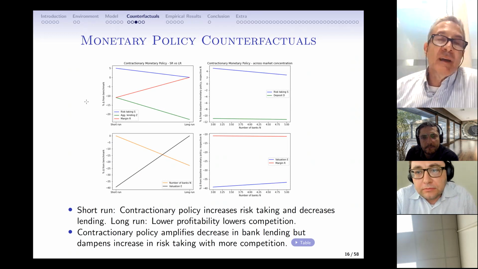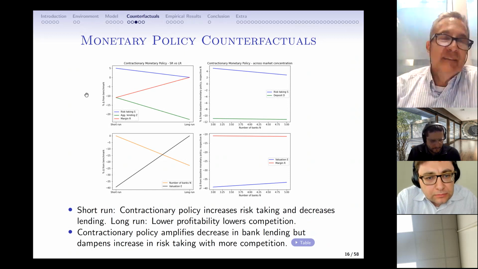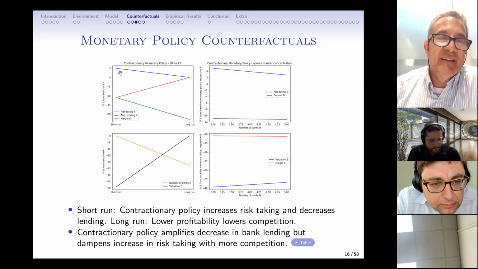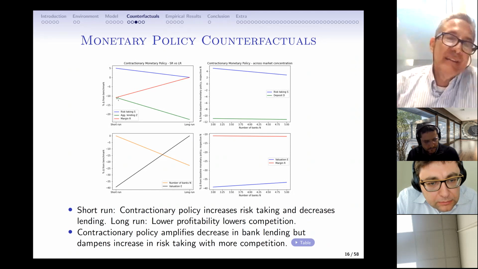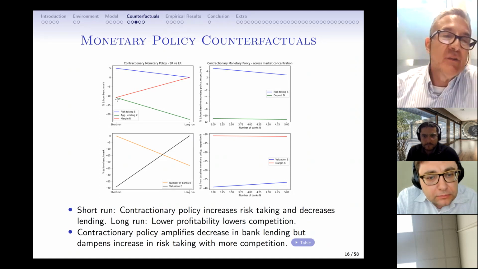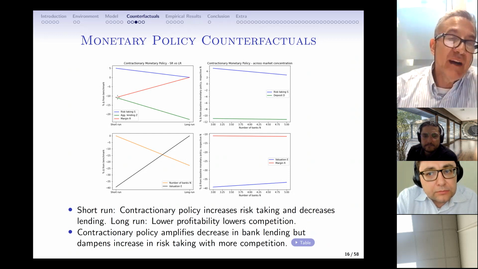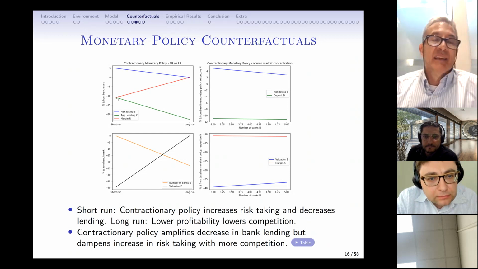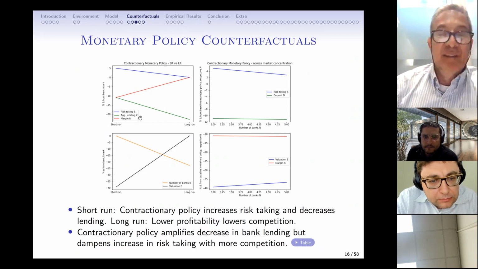I just want to make clear that if you increase monetary policy, in the short run banks take on more risk. And in the short run, they lower the amount of loans. This lowering of loans is what monetary policy would basically go out and say. Now, in this model, what you're saying is that what we predict with this model we don't get.